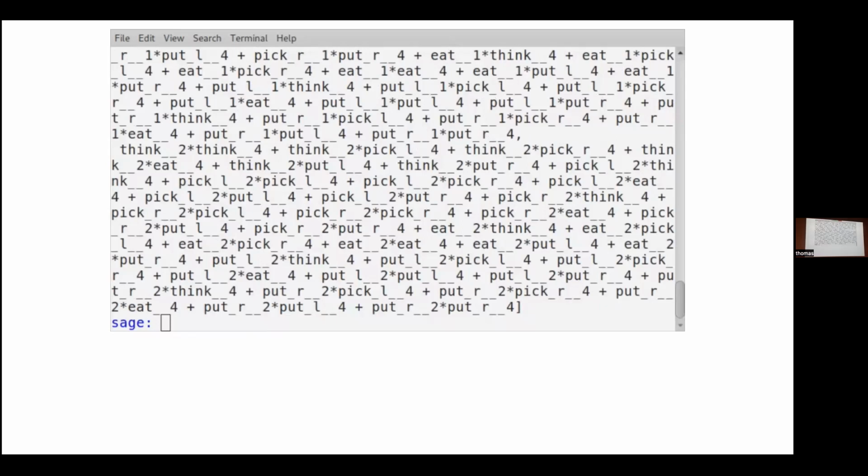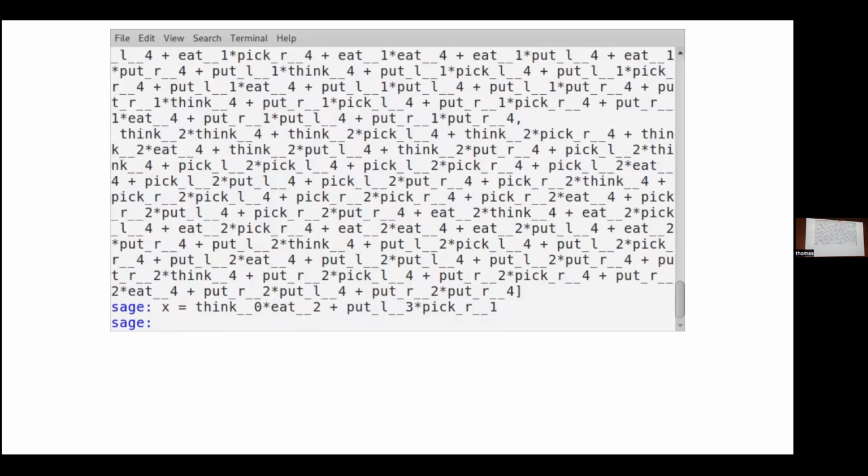And that's easy to decide with a program like Sage, because we can solve matrix equations. So if you take an arbitrary element of degree 2, a sum of products like this, say think 0 times eat 2 something plus put left 3 times pick right 1, then in order to decide whether this element is in the homology language in Sage, we can simply solve this matrix equation here.